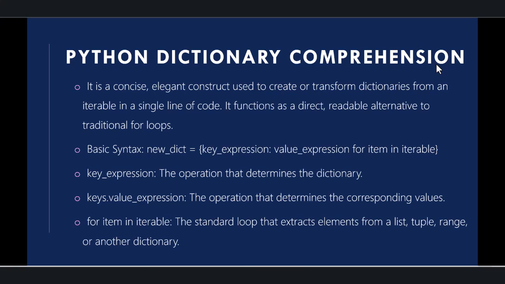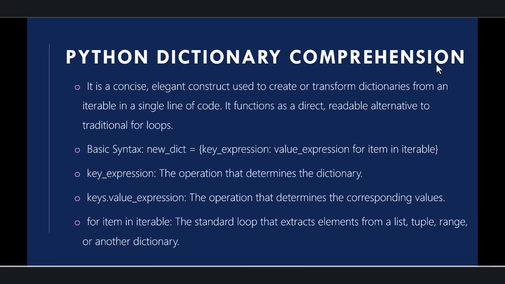New dictionary equals key expression colon value expression for item in iterable. This is the basic syntax. Now, new dictionary is nothing but a variable we declare to store the values. That variable name is new dictionary here.